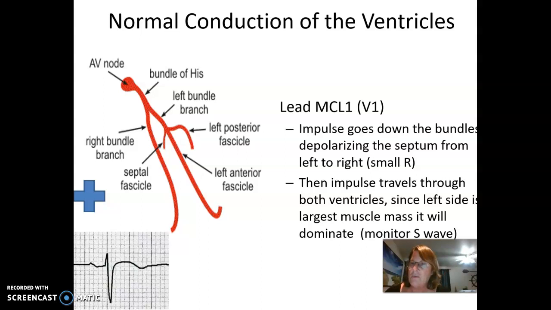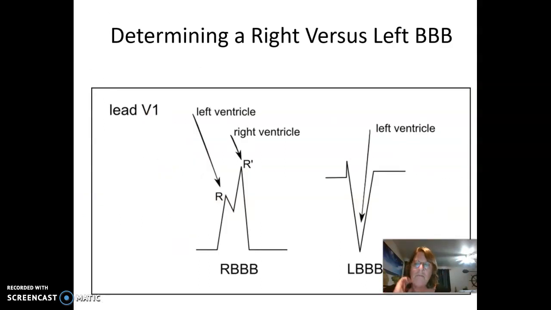Well, to tell if it's a right or a left bundle, right bundle branch block, you are going to have what we call an RSR prime. It's going to go up when that septum depolarizes. It's going to come down when the left ventricle depolarizes, and then when the right ventricle has to depolarize through cell-to-cell conduction, it's going to go up again. So it's an RSR prime.